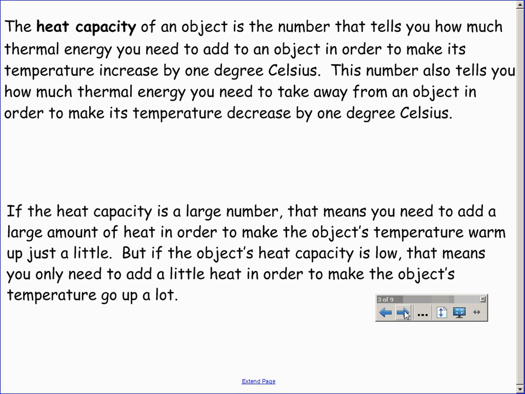If the heat capacity is a large number, that means you need to add a large amount of heat in order to make the object's temperature warm up just a little bit. But if the object's heat capacity is low, that means you only need a little bit of heat in order to make the object's temperature go up.